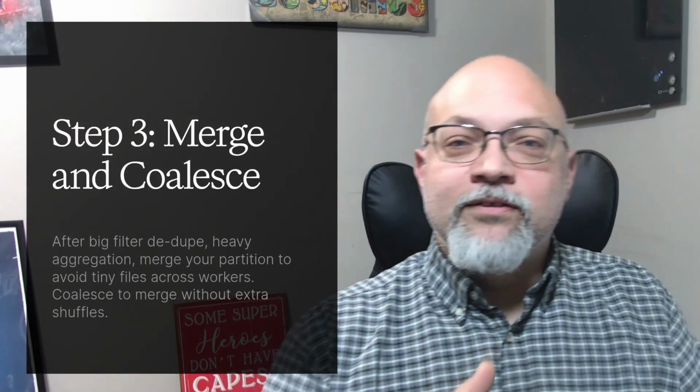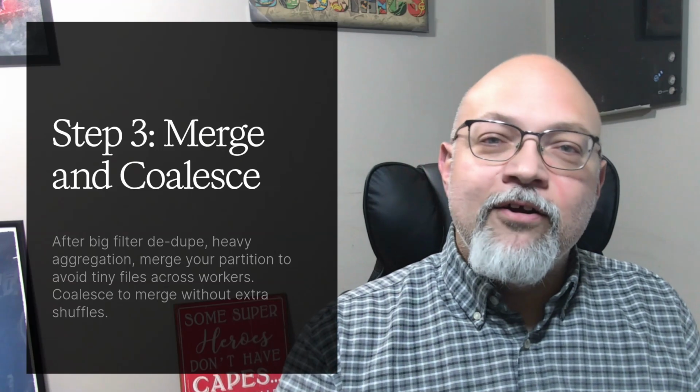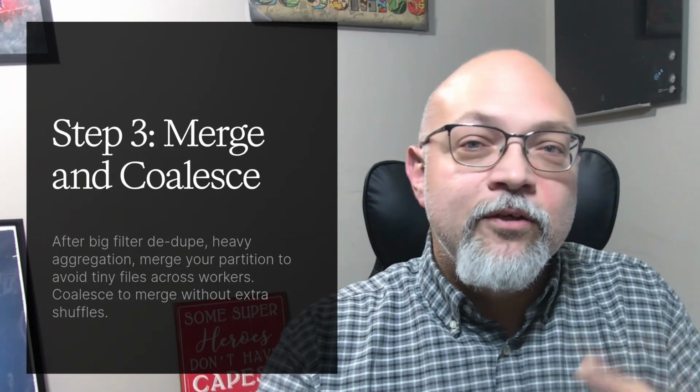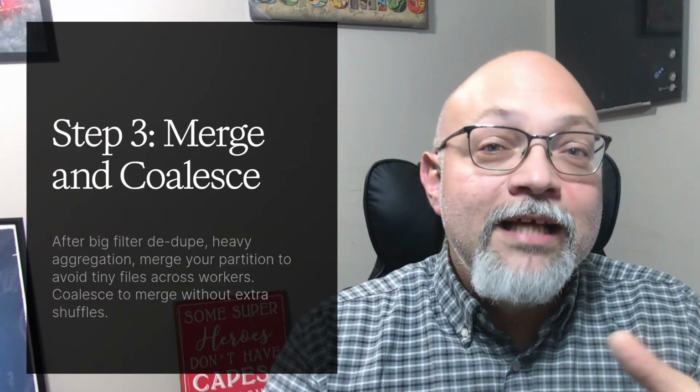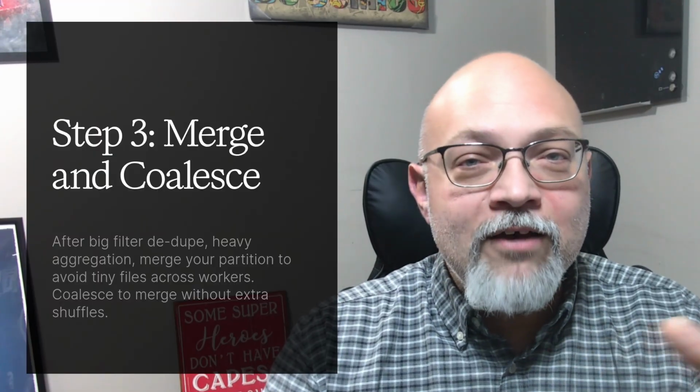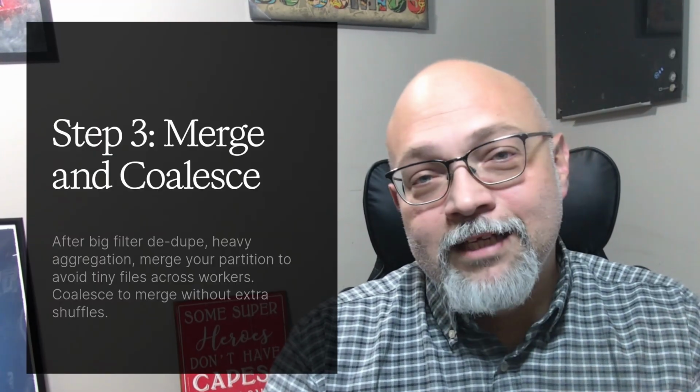Then run your join. Step 3, after you cut the data down, big filter, dedupe, heavy aggregation, merge your partitions so you don't spray tiny files across all your workers. Coalesce does that merge without another shuffle that Databricks has to handle. Don't double repartition. One reshape with intent, and that's all you have to do.